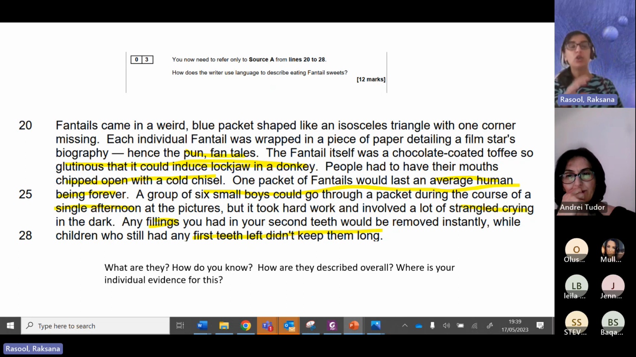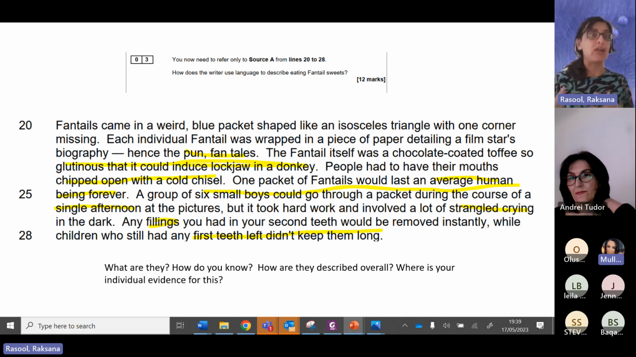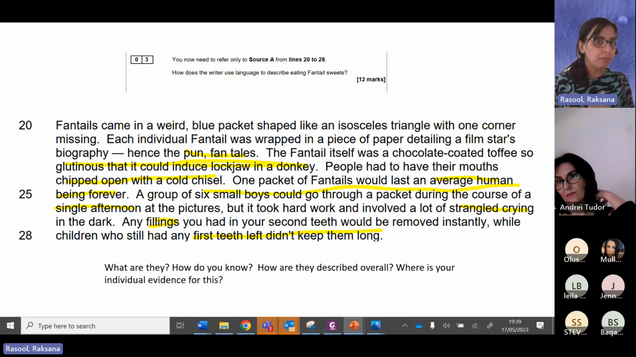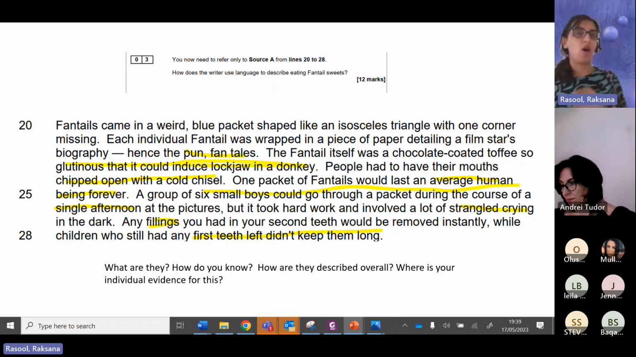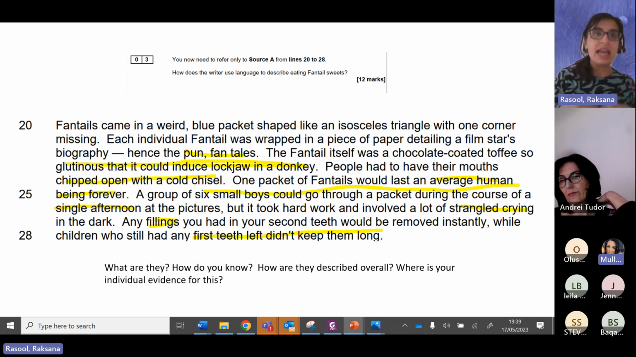Okay, so you can do it the first time. The writer uses language to describe the fantails as being quite difficult sweets to eat, but they are too tasty, too enjoyable to give up. Then I would just say, the quote, "Induce lockjaw in a donkey," is a humorous example of the kind of pain the fantail sweet causes. Because humor, isn't it, by using a donkey? Yeah, of course. The alliteration, chipped open.